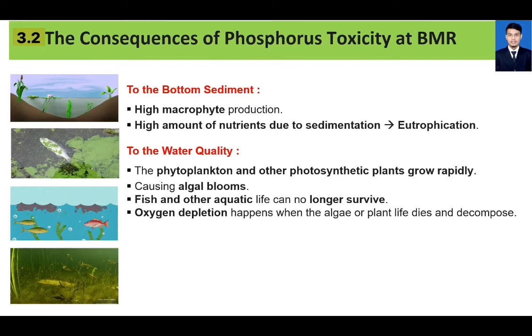Secondly, to the water quality. Poor water quality in Bukit Merah Reservoir, especially because of phosphorus toxicity, can have many unpleasant consequences. When an aquatic ecosystem has increased phosphorus, the phytoplankton and other photosynthetic plants grow rapidly, causing algal bloom. It can impact fish and other aquatic life, which can no longer survive, and oxygen depletion also happens when the algae or plant life die and decompose.